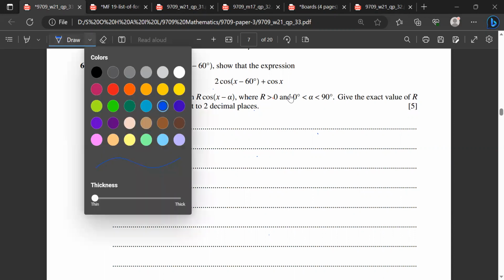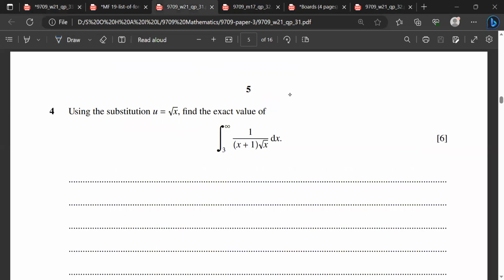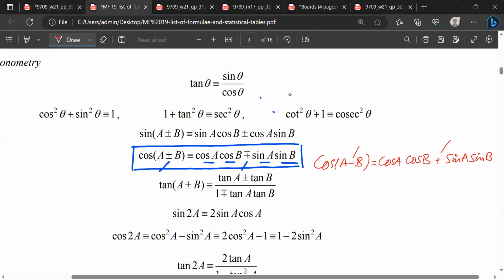Now for this solution, we start with the expansion of cos of (x minus 60 degrees). Here I can give the formula, and I can explain it like this. So we have cos of a.